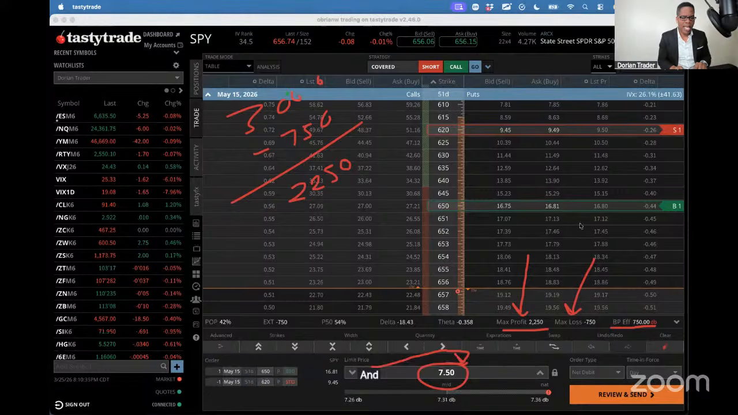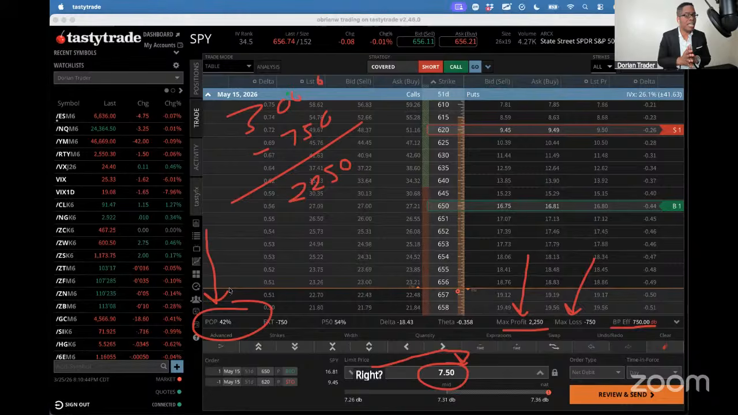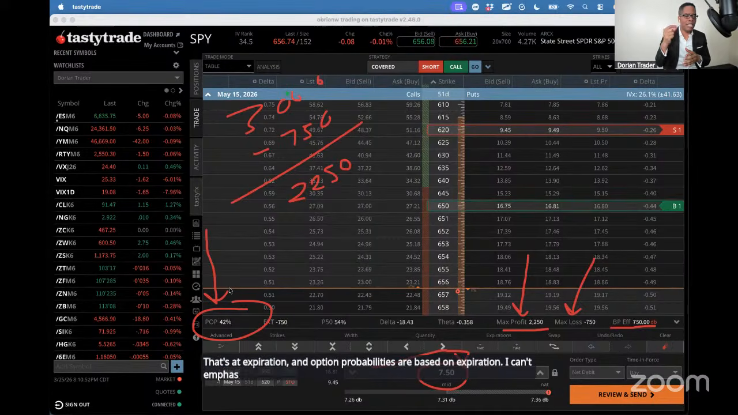And so Tasty Trade is telling you down here that you have a 42% chance of making something at expiration. That's not great odds. That's less than a coin flipping chance of winning. That's at expiration, and option probabilities are based on expiration. I can't emphasize that more. It's based at the time of expiration. You can win and lose before then.